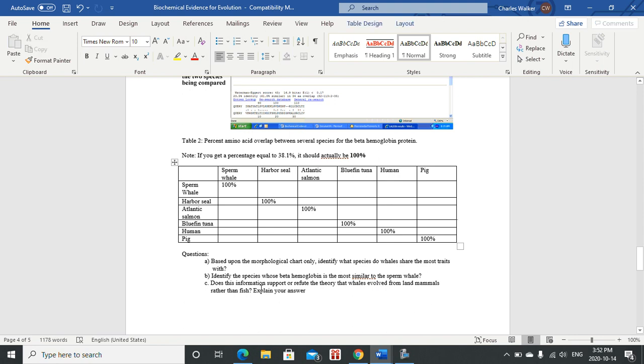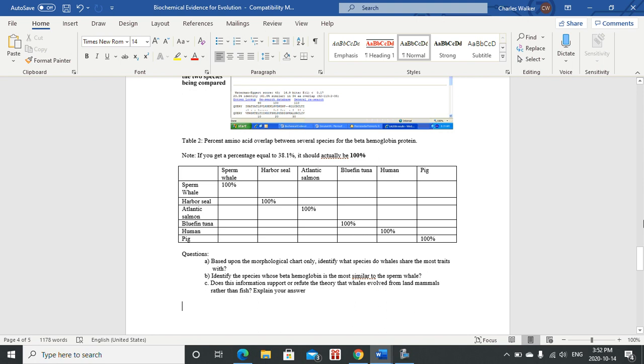So now I have 3 questions for you. Notice that the first question is actually based on that first chart. So based on the morphological chart only, identify what species do the whales share most of their traits with. Now we're taking a look at, for B, the biochemical evidence. So identify the species whose beta hemoglobin is most similar to the sperm whale. Here's the sperm whale. Which number is the highest percentage? That's the one that is the most similar in terms of the beta hemoglobin. And then the question to answer, make sure you also give me an explanation when I do ask for that. Answer the questions in full.